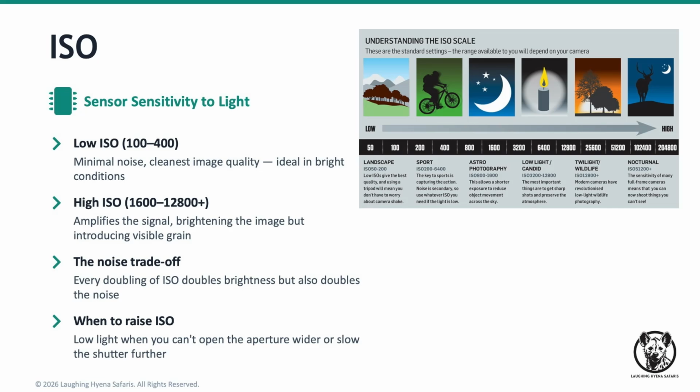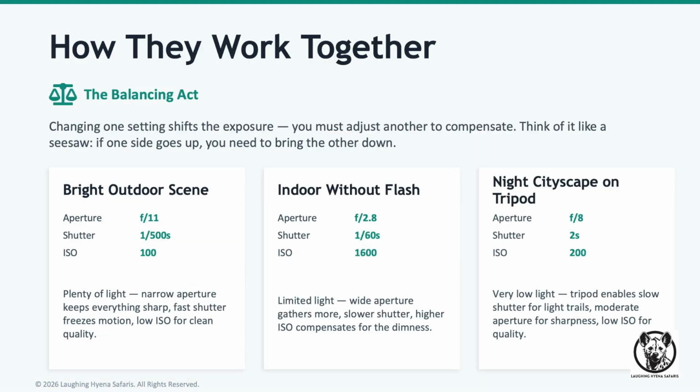You've already opened your aperture as wide as it'll go, your shutter is as slow as you can hold steady, and the image is still too dark. That's when you bump up the ISO and accept a little grain in exchange for actually getting the shot. Modern cameras have gotten much better at handling high ISO, so don't be afraid to use it when you need to.